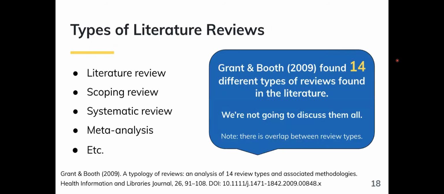So there are various types of lit reviews. Literature review is really thrown around as a generic term, but there are lots and lots of different types. This Grant and Booth article from 2009 found 14 different types of reviews that are commonly published in the literature. That's a lot of different types of reviews. They do note that there is significant overlap between these types, and we're obviously not going to have time to discuss all of them. But I'm going to highlight a few, especially because these types of reviews are becoming more and more popular. You may have heard of them as buzzwords within your disciplines or your field. So it's important to know what these types of reviews actually mean before you embark on doing one.